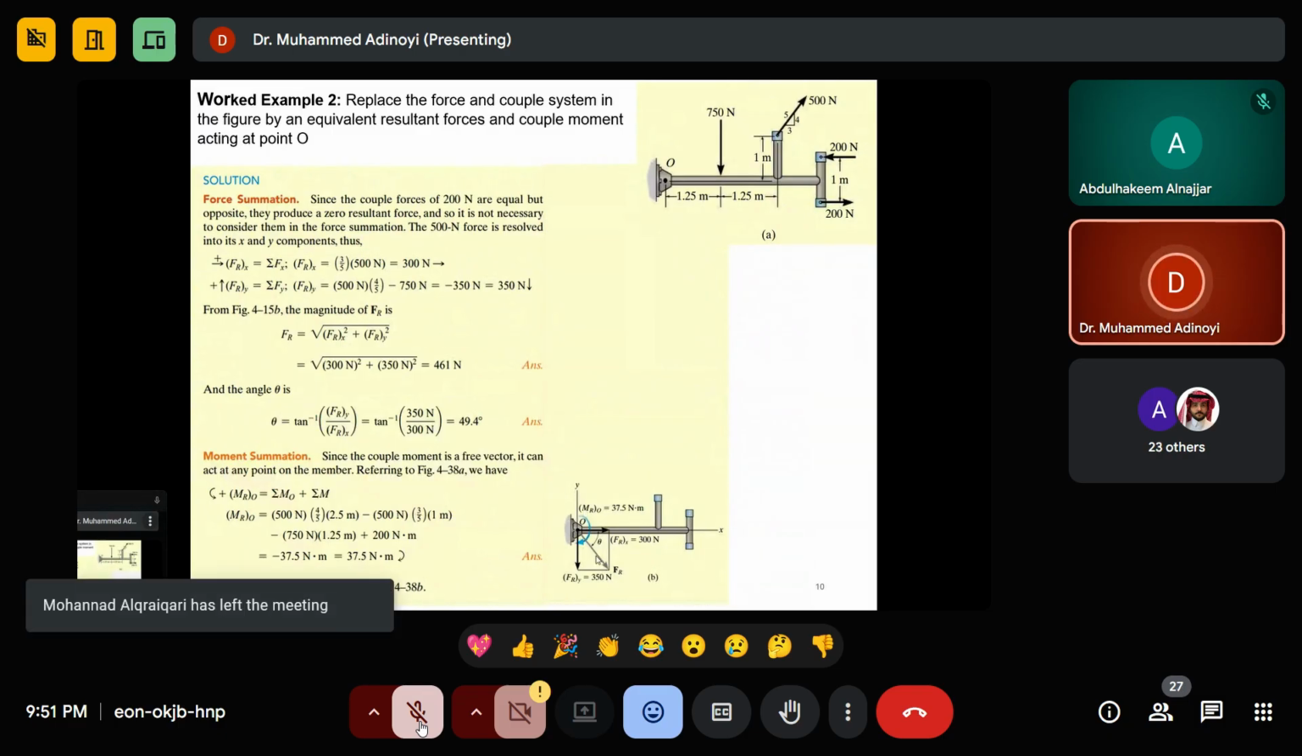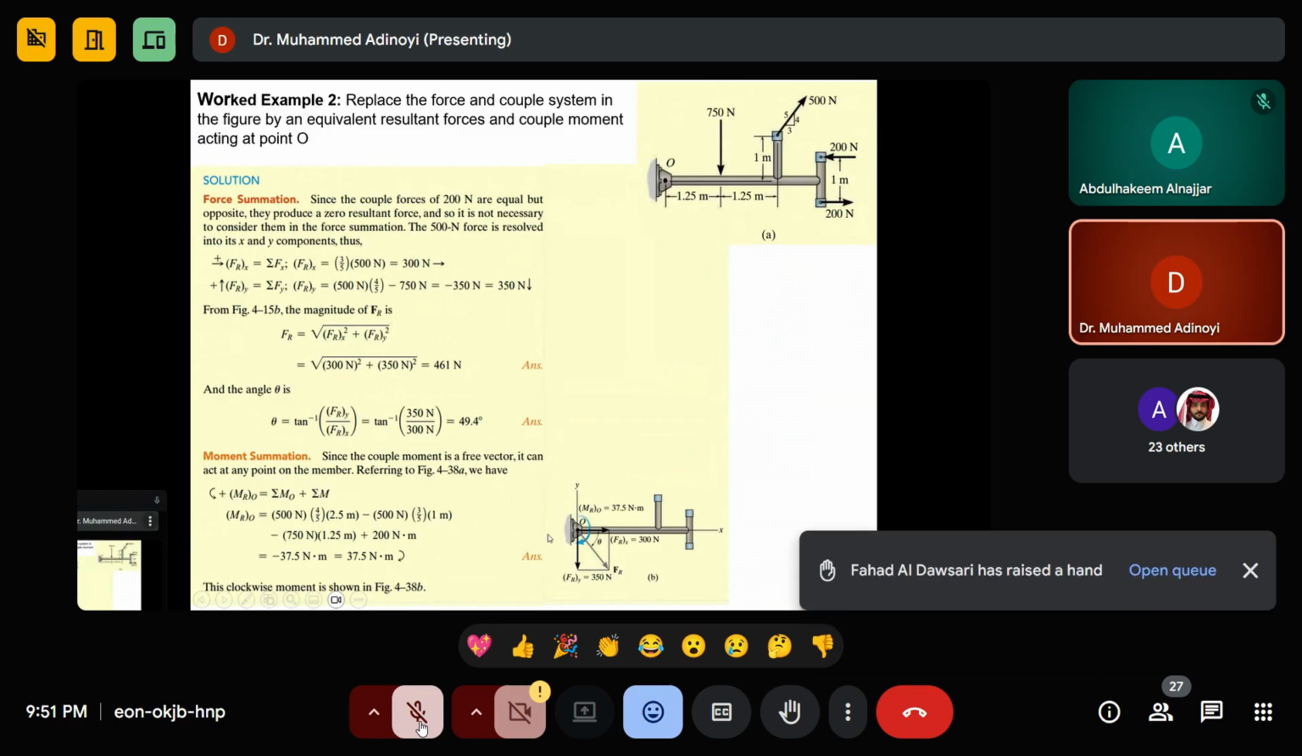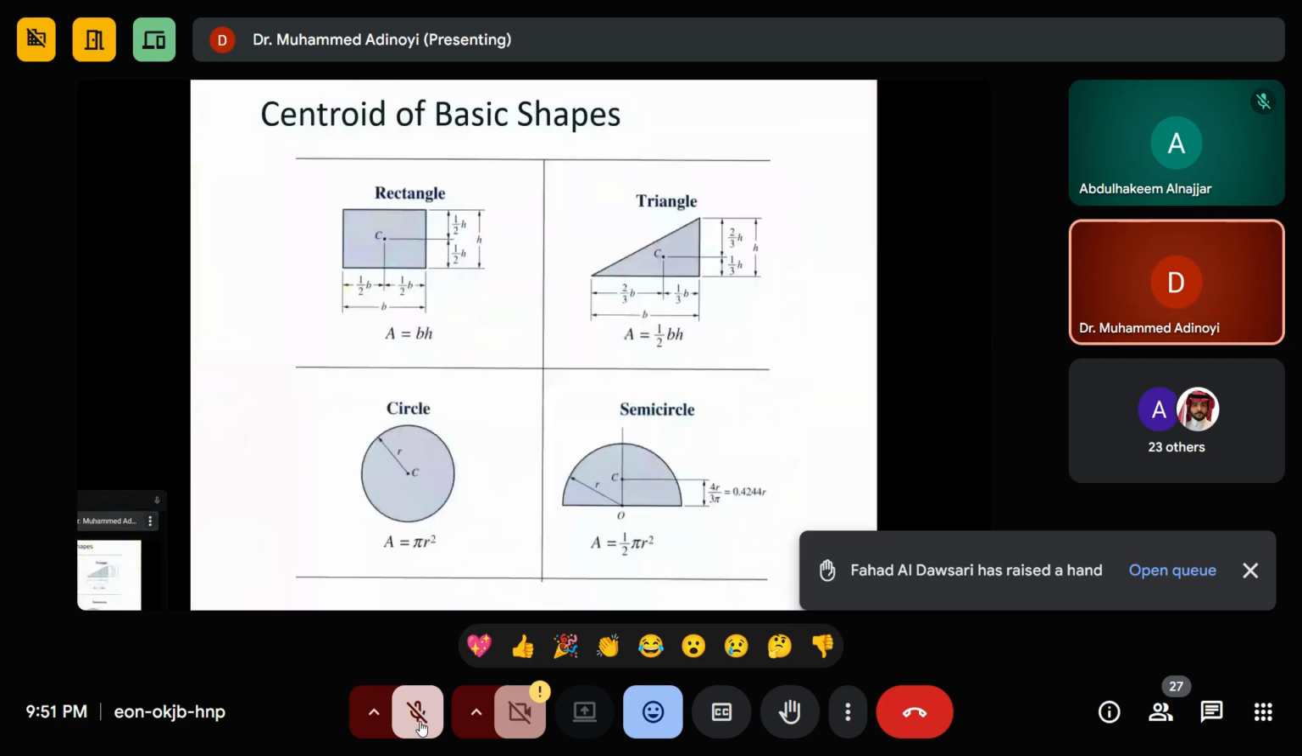Now look at the moment again. The moment is given this way, because the total moment is negative. If it is negative, then it is clockwise by our own convention. Is it clear?